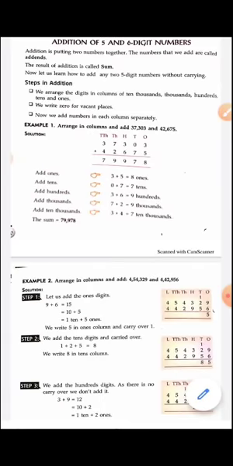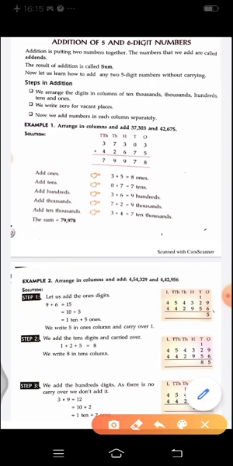Okay students, now in this chapter, first we will understand the addition of 5 and 6 digit numbers. Okay, so addition means adding. Children, you already know how to add, because you have been learning addition from the first, second and third class, and now also here you have to do the addition. So we will understand the addition in some steps.